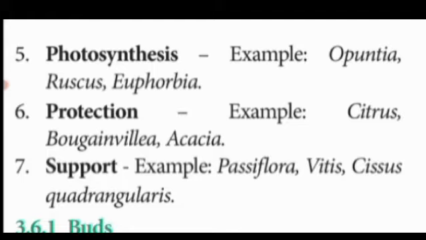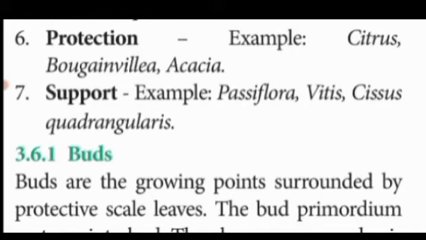Protection. In some plants the stem is modified into a spine or thorn-like structure in order to protect themselves from the grazing of animals. So protection, example is citrus. In the citrus plant the stem contains thorns. Bougainvillea and acacia. In these plants the stems contain thorns or spines which protect the plant from the grazing of animals, cattle. Support. Some stems are also used for support. Example Passiflora, Vitis, Cissus quadrangularis.